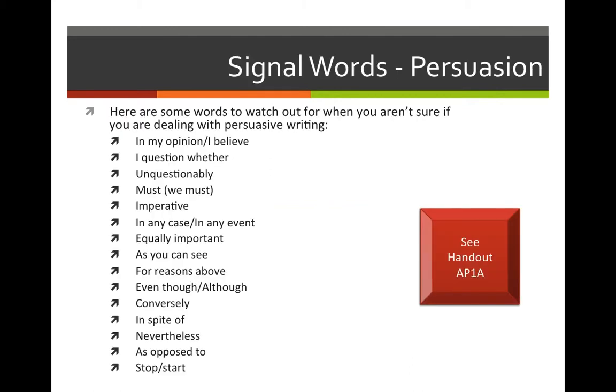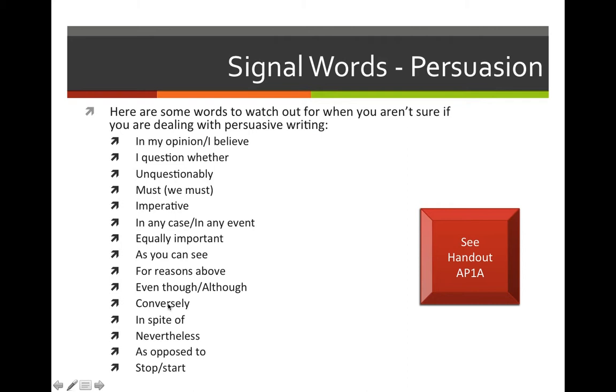Some signal words to watch out for, and you can check out handout AP1A to look at these in more detail. But here are just some signal words that you'll see with persuasive writing. A lot of times you'll see "in my opinion," or "I believe," or things like "I question whether," or "unquestionably," or "we must," or "start or stop doing this," or "do this or don't do that." "It's imperative," "in any case," "equally important," "conversely," "in spite of," "nevertheless."